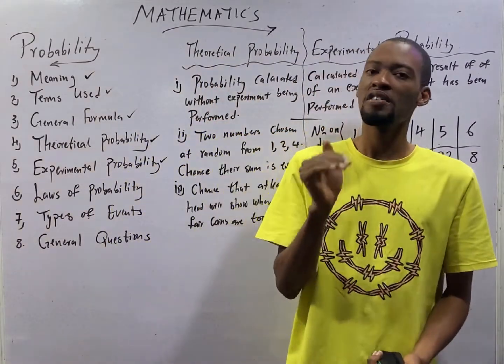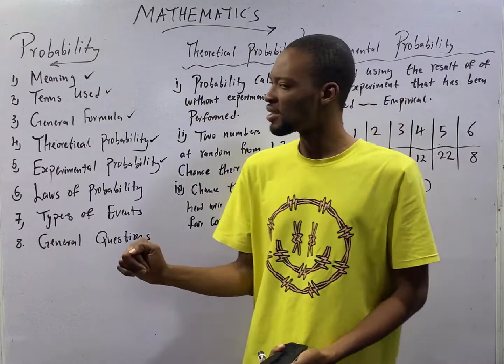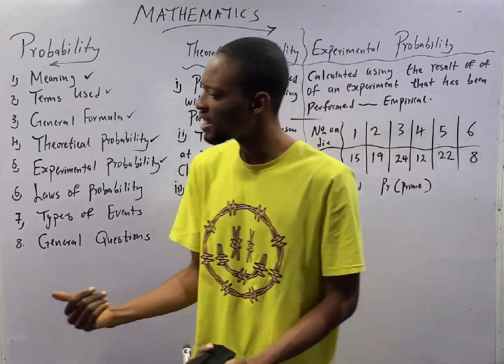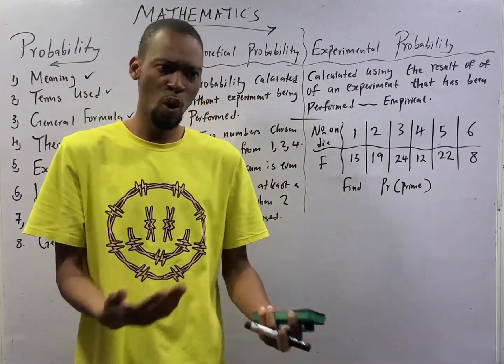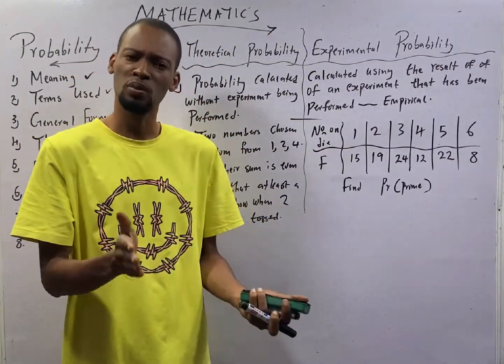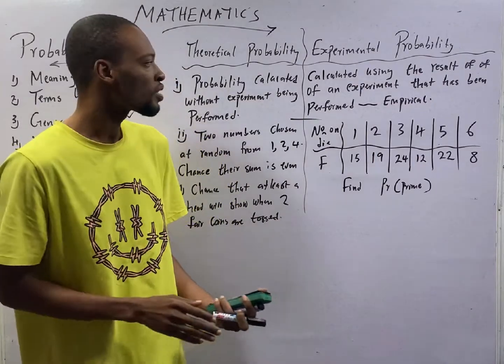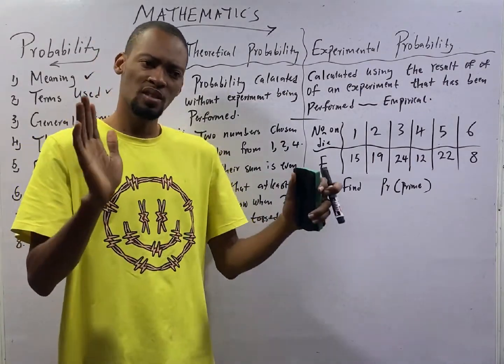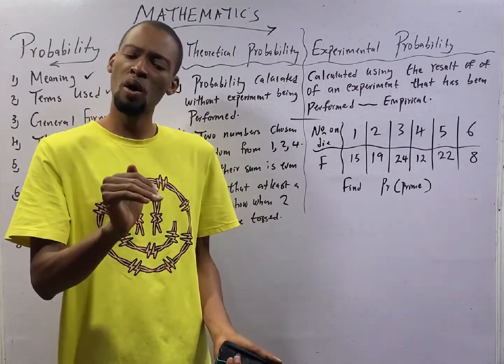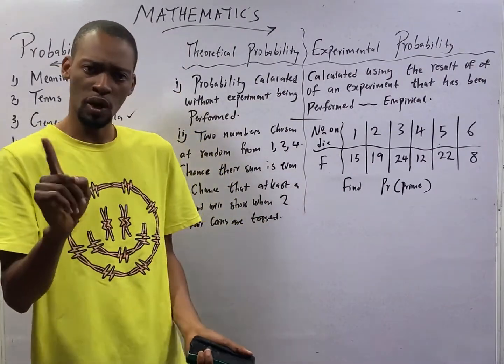For sure events, the probability is 1. The probability that there will be 6 a.m. tomorrow is 1, because it is sure that this is going to happen. It is constant, right? So the probability of impossible events is 0. Probability of a sure event is 1.